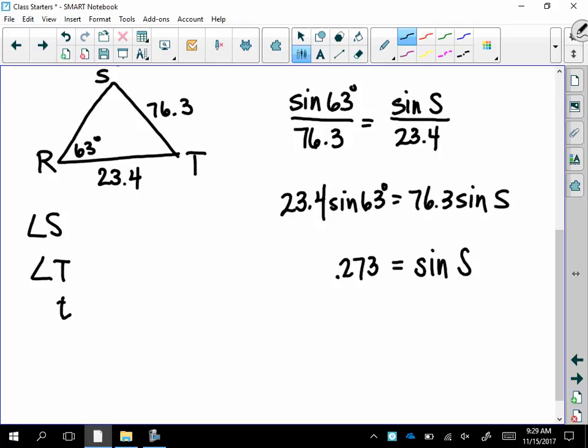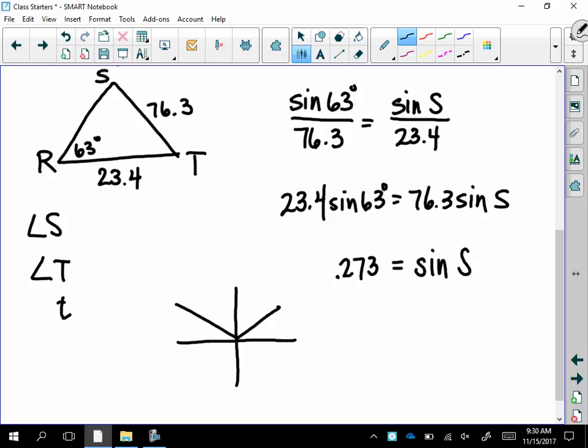So think about your unit circle. Where on the unit circle is our y-coordinate positive? In both the first quadrant and the second quadrant. This is important, and this is where the ambiguous case comes in. When we're trying to find an angle using inverse sine, and it's equal to a positive value, that could occur in multiple quadrants.